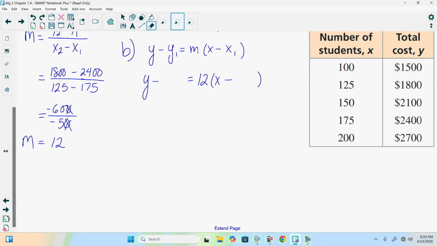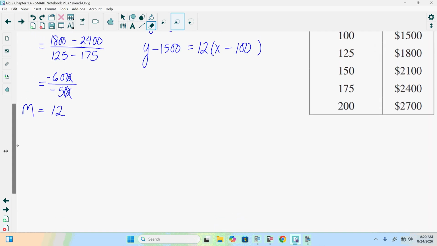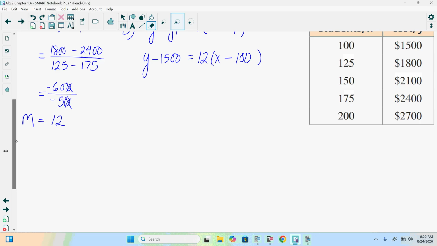Pick a y value. Doesn't matter which, we just need one of them. 1500. Since we picked 1500, it means our x has to be 100. We're just taking that point, 100 comma 1500. Now we just need to get y by itself. Now I didn't say it on the last one, but really we look and make sure, are there any double negatives? For this here, that's not going to happen.